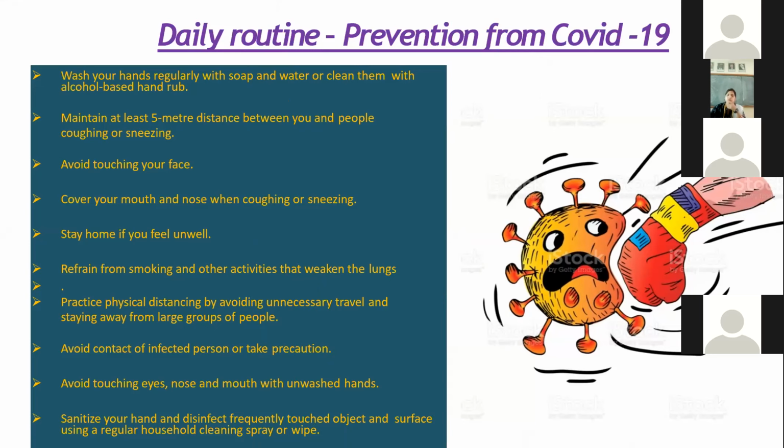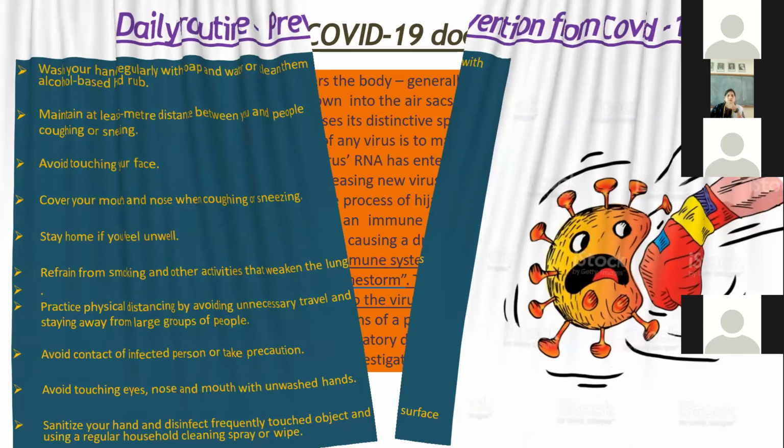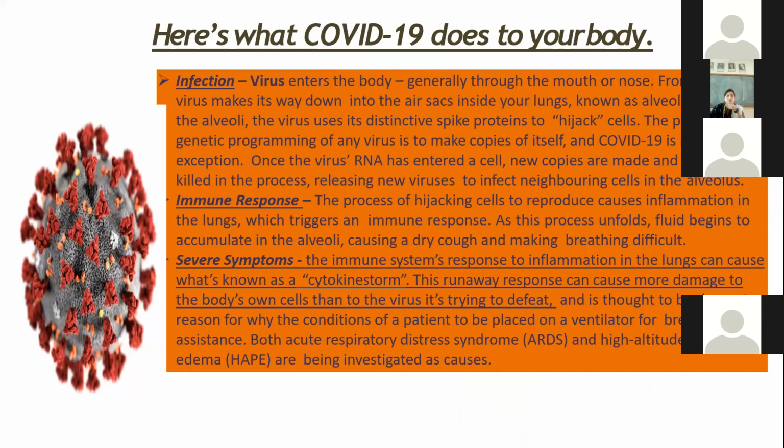Now let's see what COVID-19 does to your body. Infection. The virus enters the body generally through the mouth or nose, and from there it moves directly to the alveoli, which are present inside the lungs. Once the virus enters, it uses its spike protein to hijack cells by making copies of itself, and at last, when the RNA has entered the cell, it kills it and starts attacking neighboring cells.